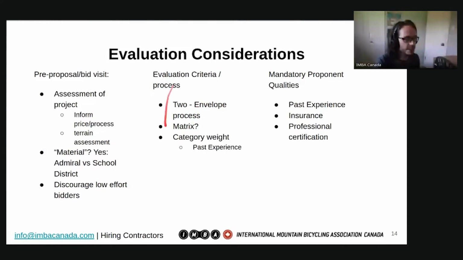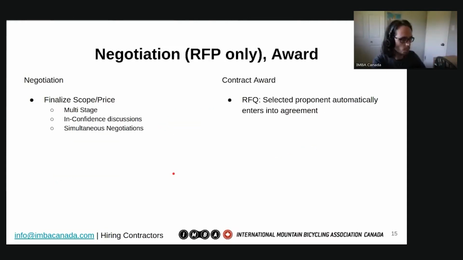So you can use a 2-envelope process with a matrix, and then you can weight it based on different criteria you think is valuable: past experience, firm qualifications, whatnot. And you want to think of what other mandatory proponent qualities to include, including professional certification, if there's anything out there that your project has a lot of.